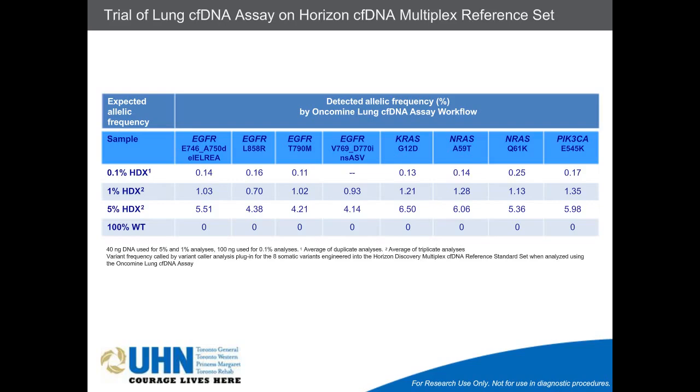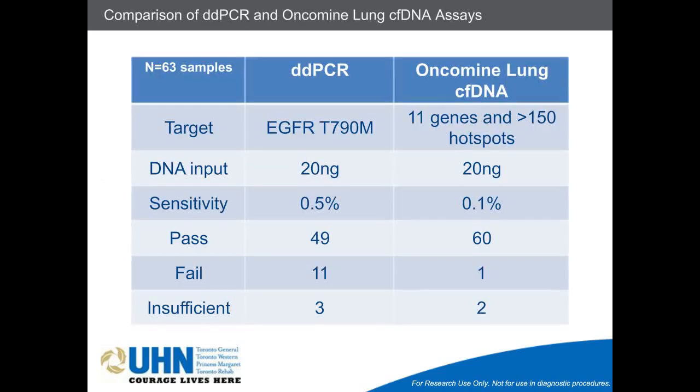We weren't very concerned with this, though, because we did know from our ddPCR experience that 0.1% was hard for us to achieve every single time, and this was really just our first assessment of the assay, and so we felt with some experience we were likely to be able to improve that. And so back to the 63 samples that I mentioned we had tested for this study, this gives you an overview then of the samples tested by ddPCR and an overview of their results for pass and fail, and the samples tested by the lung cfDNA Oncomine assay.